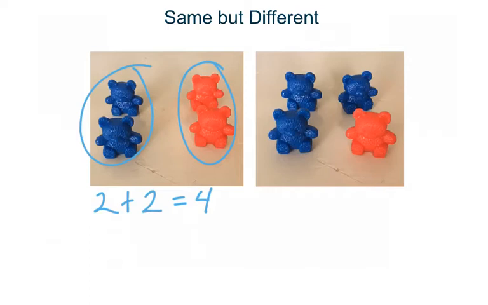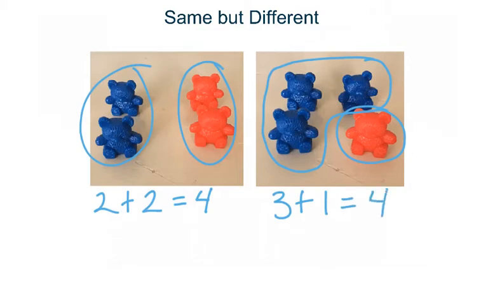Does the second picture have 2 blue and 2 red bears? Nope. The second picture has how many blue bears? 3. And how many red bears? That's right, 1. How can we represent that as an equation? 3 plus 1 is the same as 4.